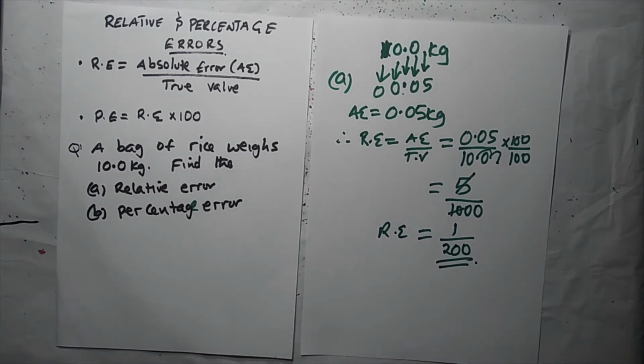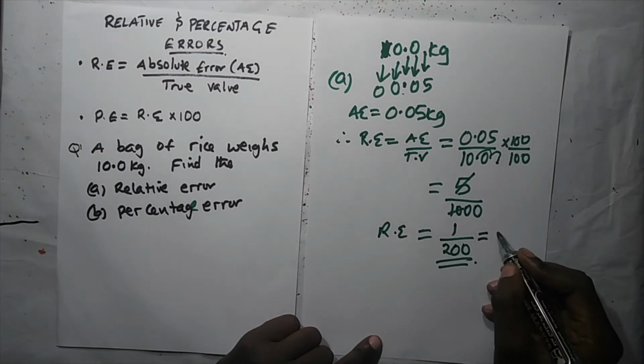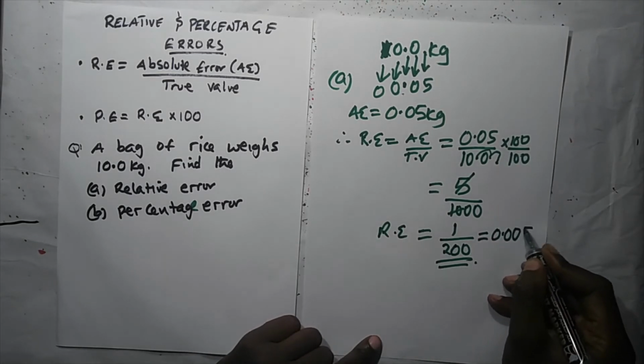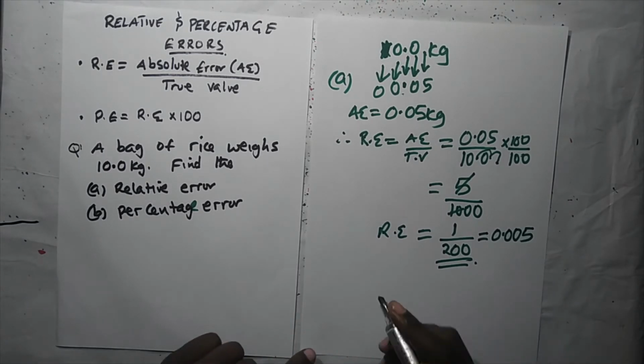You can also write it as a decimal number. As a decimal number, this is going to be 0.005. So this is our relative error.